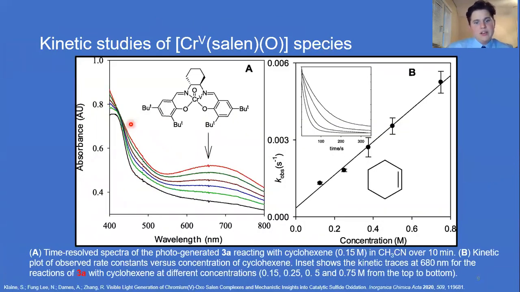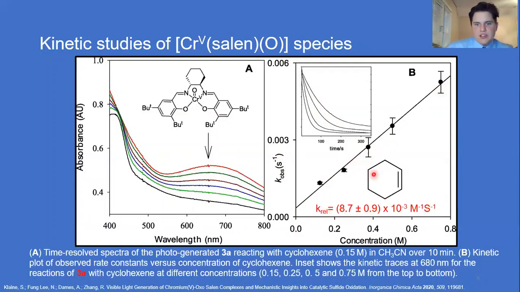So with these photogenerated and chemically generated intermediates, we then reacted them with excess amounts of organic substrate. So shown here is the decay of 3A with cyclohexene, about 0.15 molar, over the span of 10 minutes. And when we monitored the decay of the 680 nanometer peak, we saw that these rates fit to a single exponential decay under pseudo first order conditions. Now, we obtained the kinetic plot by plotting these observed rate constants versus the various concentrations of cyclohexene, and we obtained this very linear regression here.